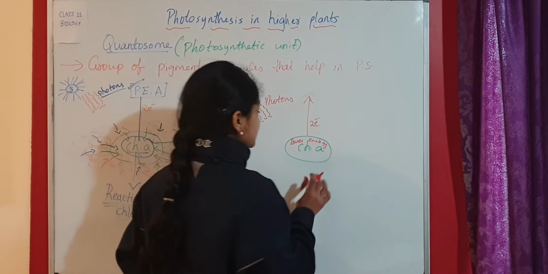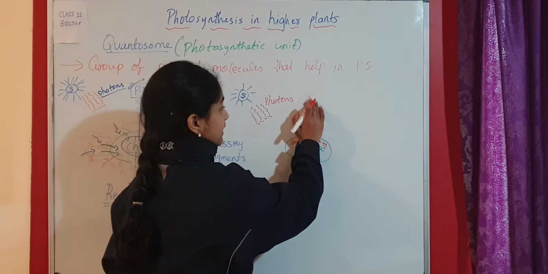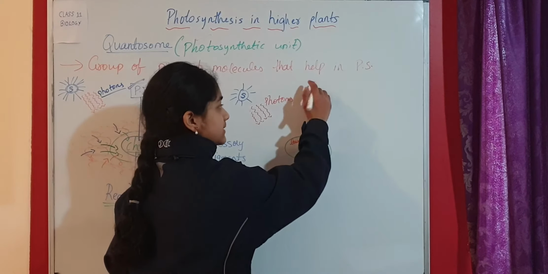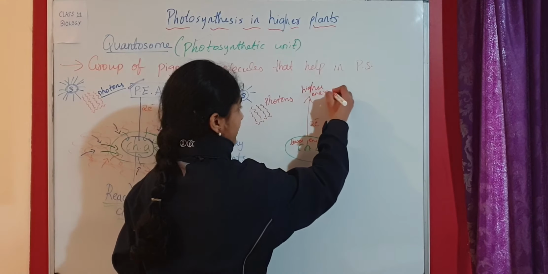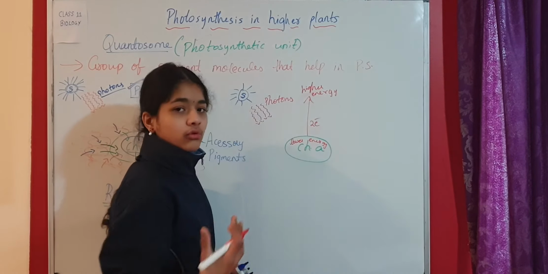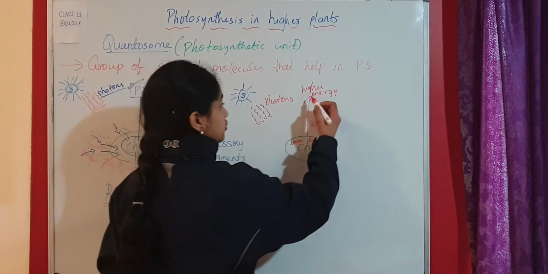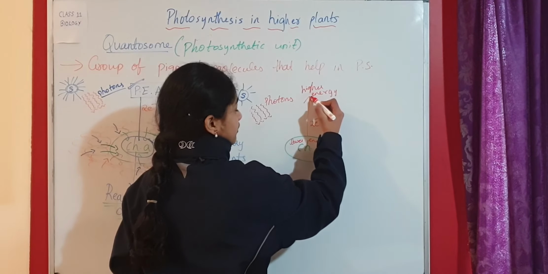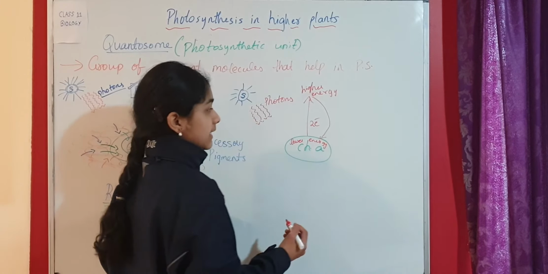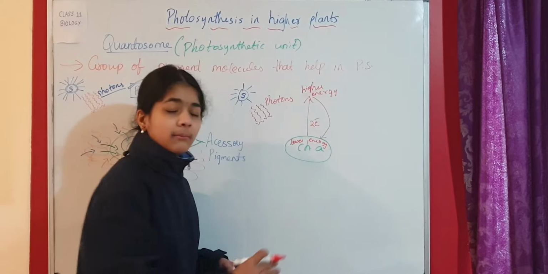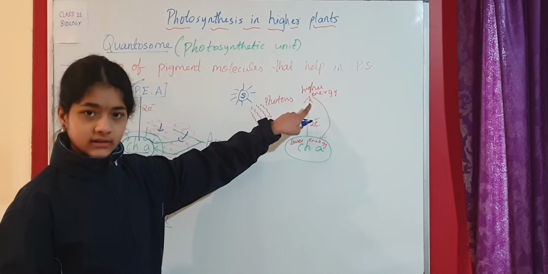So what happens here, it has lower energy, a pair of electrons gets excited, and when the electrons come here they are of higher energy. There is no primary electron acceptor to accept the electrons. So what happens is the electron again comes back. Now while coming back, here we have lower energy, here we have higher energy.